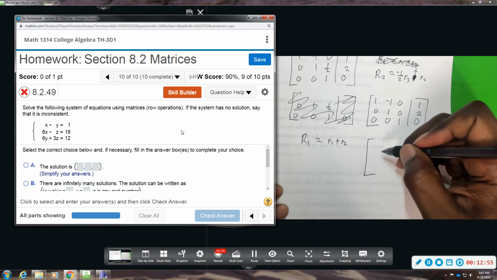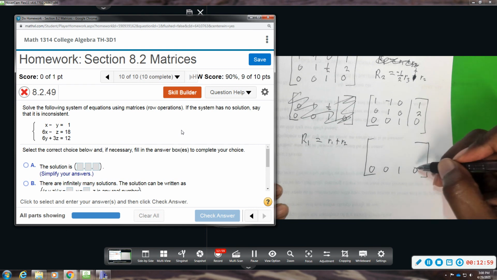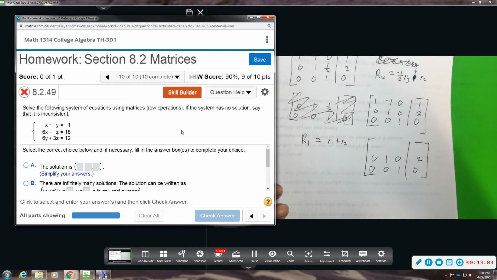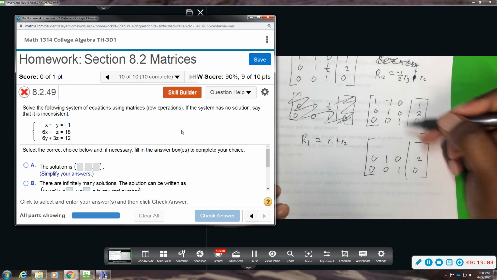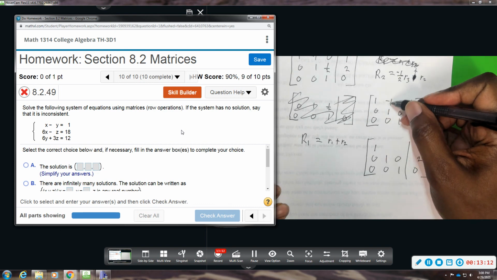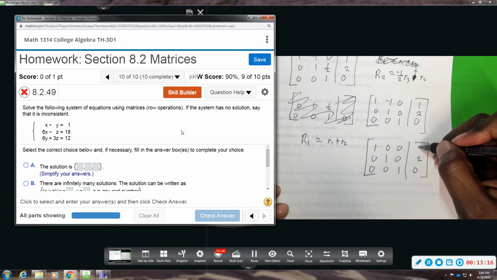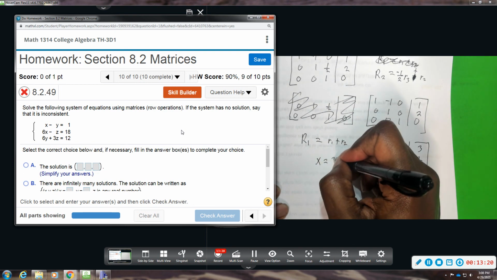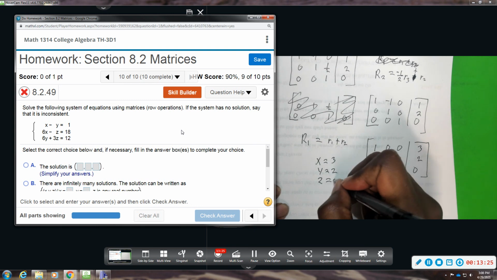And from here, these bottom two rows are not changing: 0 1 0. And then when I add these two rows together, 0 plus 1 is 1, 1 plus -1 is 0, 0 plus 0 is 0, 2 plus 1 is 3. So what I'm getting here, x equals 3, y equals 2, z equals 0.